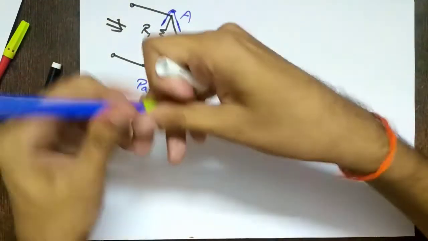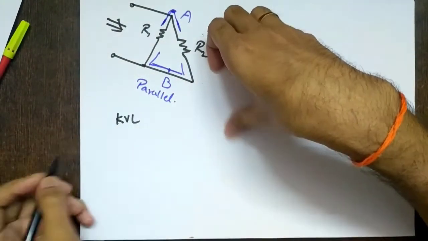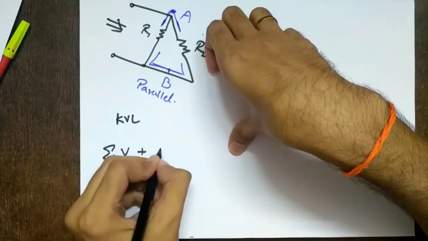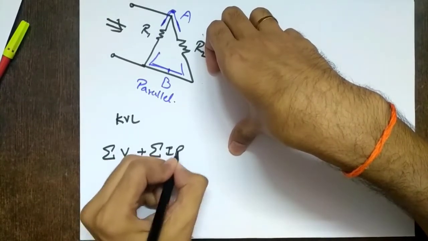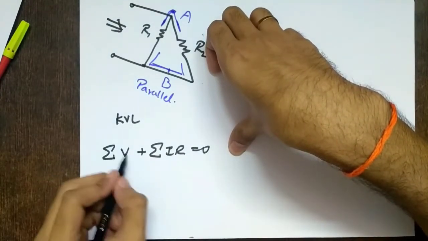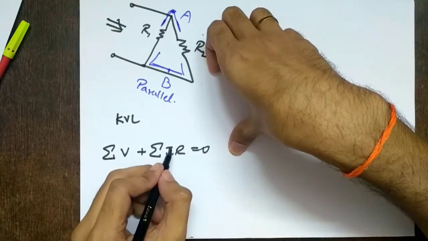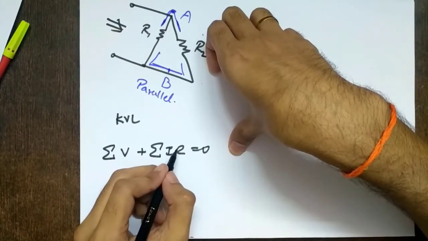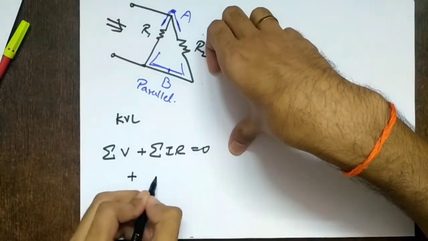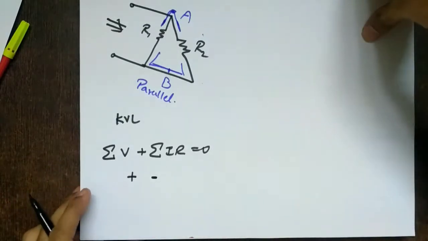So the next topic we will revise is Kirchhoff's voltage law, KVL. What is it? I'll just go through it a bit faster. Summation of V plus summation of IR equals 0. That is, the algebraic sum of all the voltages and the algebraic sum of the products of current and resistances in a closed loop or a mesh is 0. Now what do we mean by algebraic? It means we consider the positive as well as the negative sign.